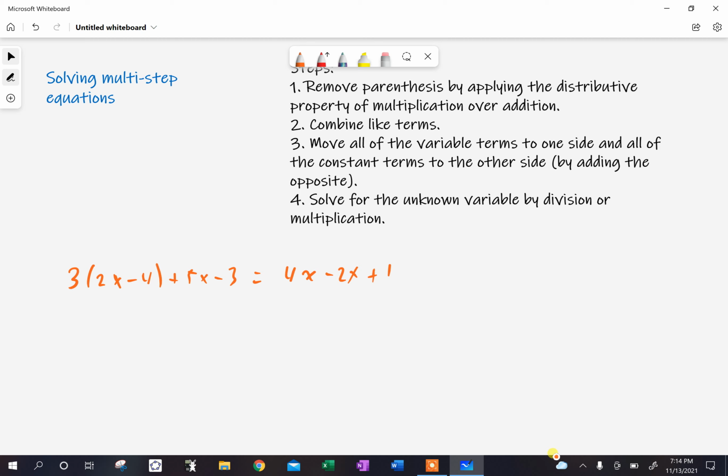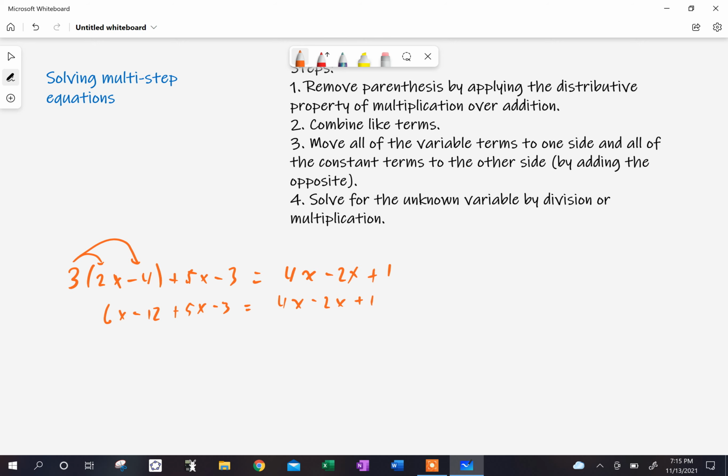Where would we start? Well, it says remove the parentheses by applying the distributive property. So the very first thing I'm going to do is distribute this 3 across. And I get 6x minus 12 plus 5x minus 3 is equal to 4x minus 2x plus 1. So that was step 1.